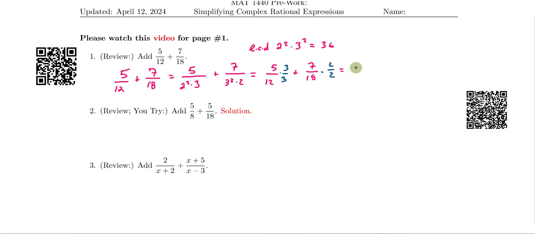So continuing, we end up with 15 thirty-sixths plus 14 thirty-sixths, which gives us a total of 29 thirty-sixths. And then I check to see whether this new fraction reduces, and in this case it does not. So this is good practice, folks. You need to get good at working with these fractions. So I'll let you go ahead and try this one. Please pause the video and answer this question, and I've included an answer for you.